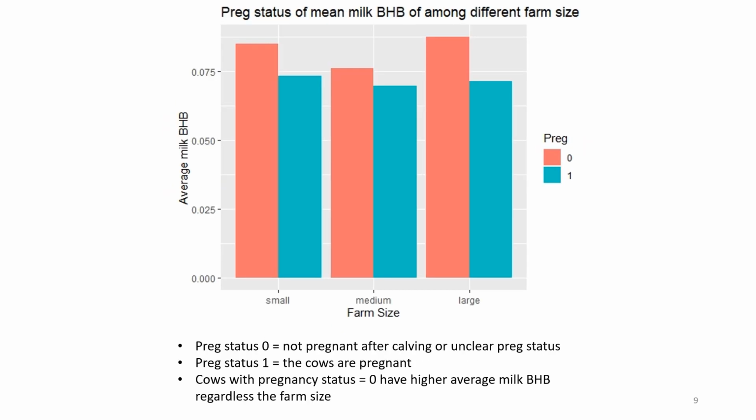And in this graph, we can see that pink is the non-pregnant cows and blue is the pregnant cows. So among these three different farm sizes, we can see that the pregnant cows, which are blue, have a slightly lower average milk BHB level compared to the non-pregnant cows.